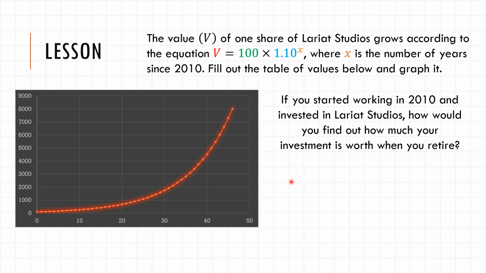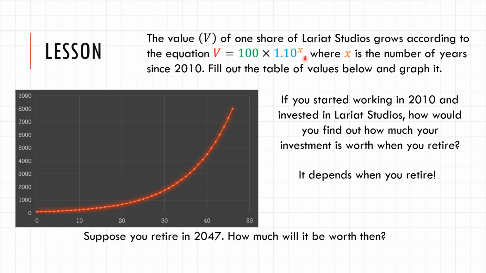The trick here is to realize that it really depends when you want to retire. If you want to retire in 20 years, you would replace X with 20, and then you could use the graph to find out how much that retirement is worth, or you could even use the equation.